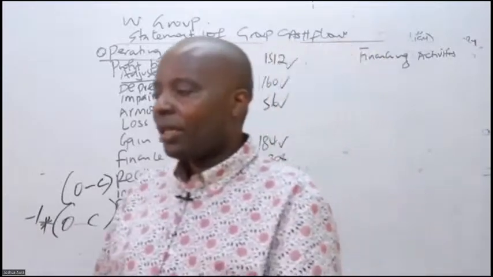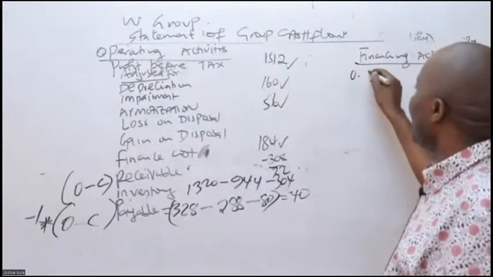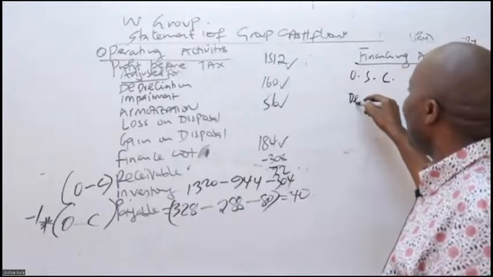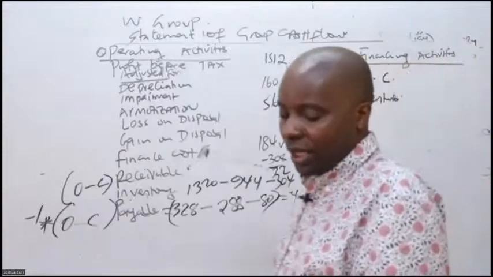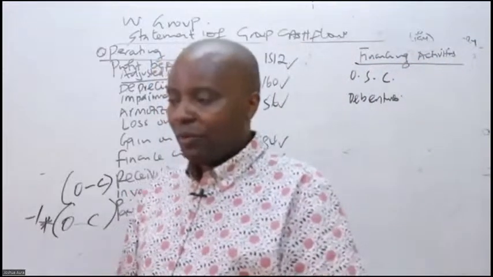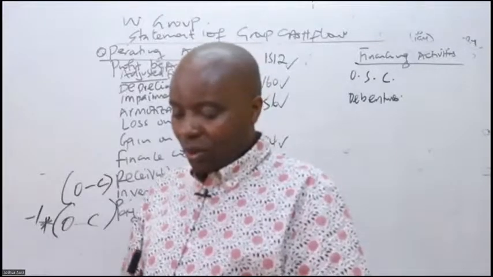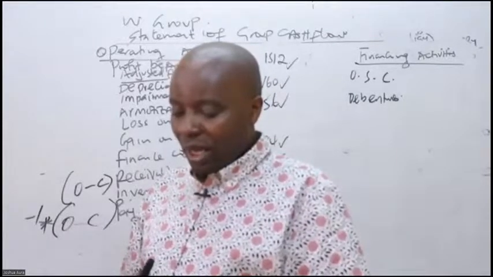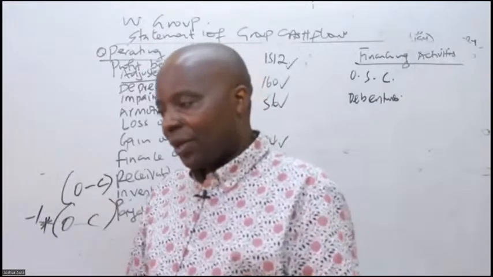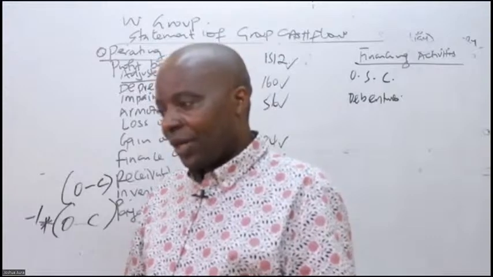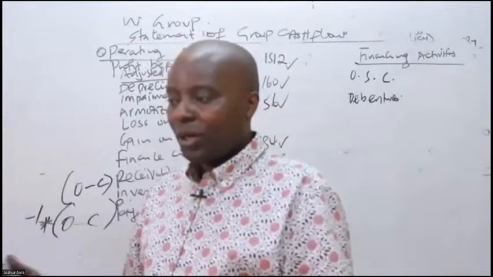So now we are under financing activities. Under financing activities, we are looking at ordinary share capital and any debentures that we have, very easy. Look at ordinary share capital and tell us whether we issued new shares. When I look at this very well, at the beginning we had 800, at the end we had 800. So we never raised anything with ordinary share capital.